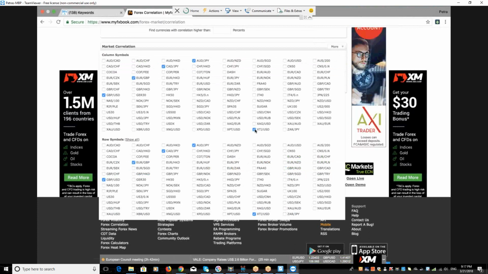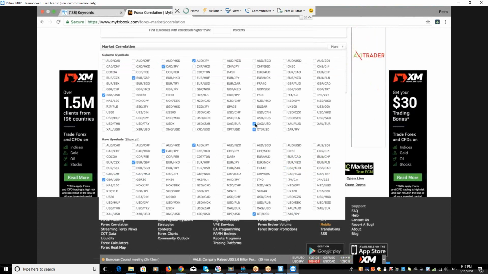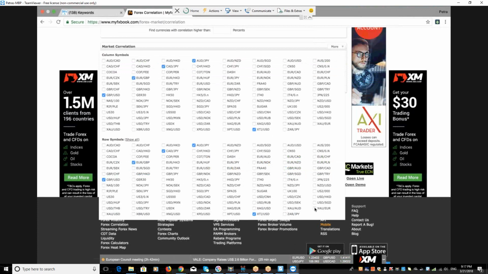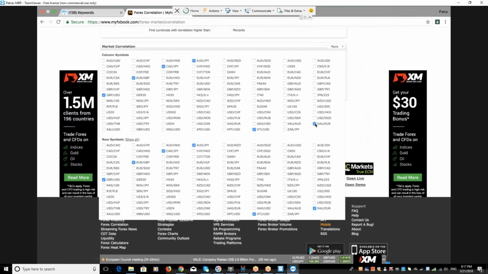Okay, I've got my metal. I love this one. No, I love silver, yes, but I quite love gold euro as well. Okay, I love silver euro. Actually, I prefer silver euro. Okay, so my silver euro.